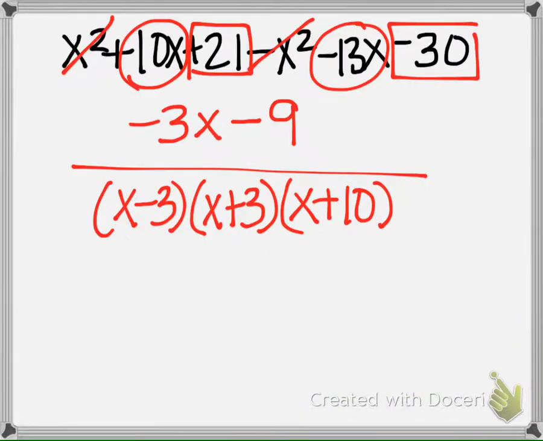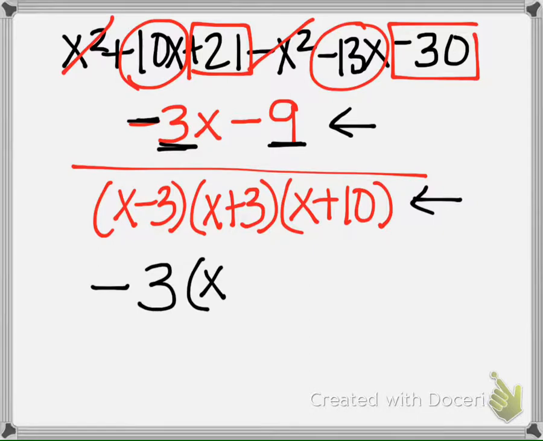Okay, so before we call that our final answer, we have to check if this can be simplified. So this is factored, but we got to check if this, now that we've combined our like terms, can be factored. So they both have a 3 in common. So I'm going to pull out a negative 3. And a negative 3 times a positive 3 will get us the negative 9. And a negative 3 times a positive x would get us the negative 3x. So that's what it factors out to.